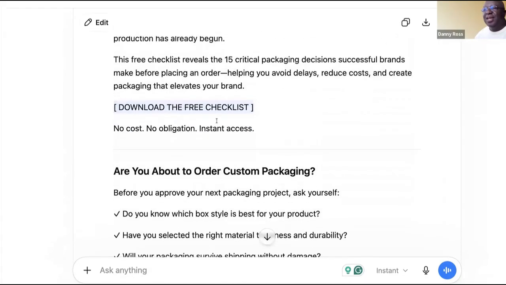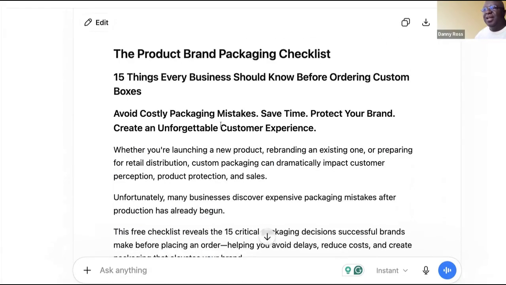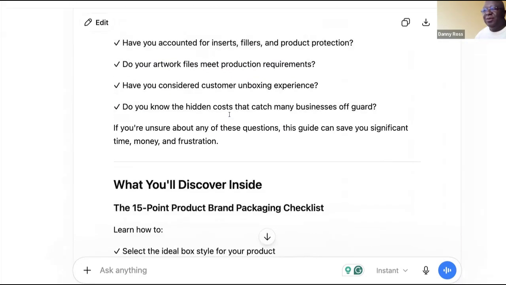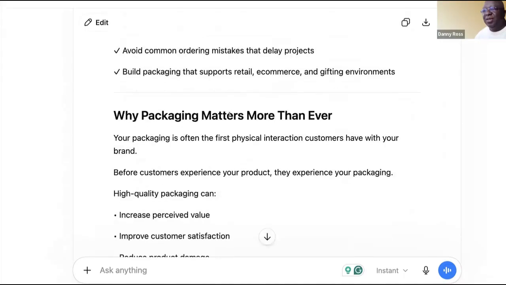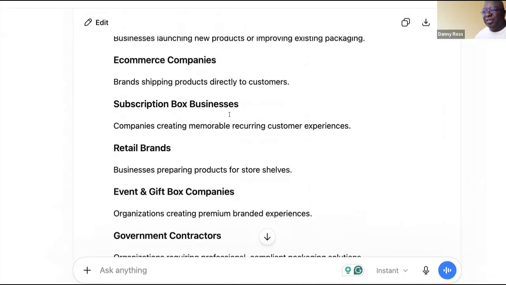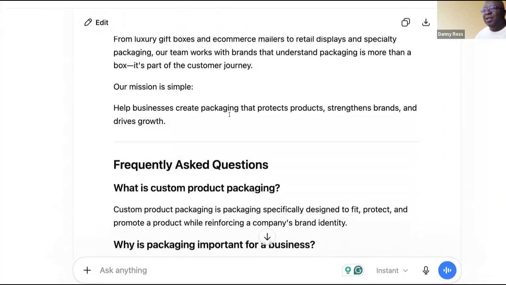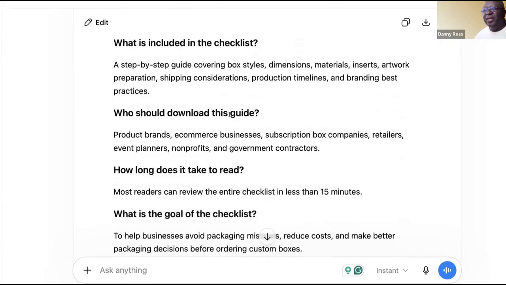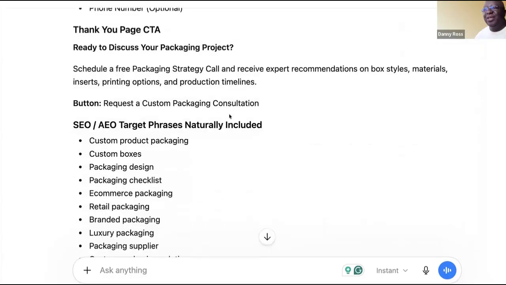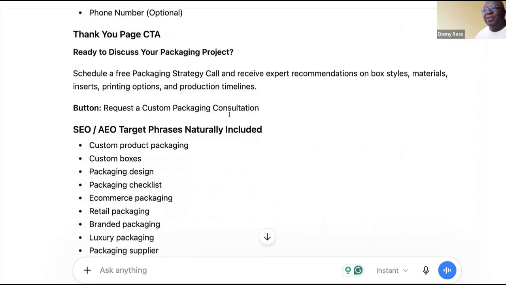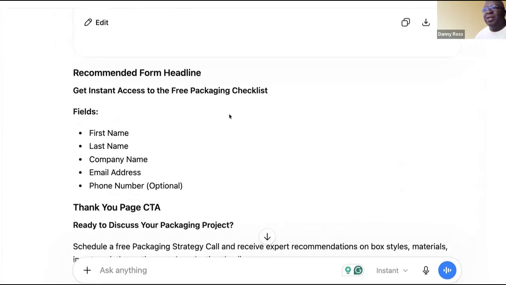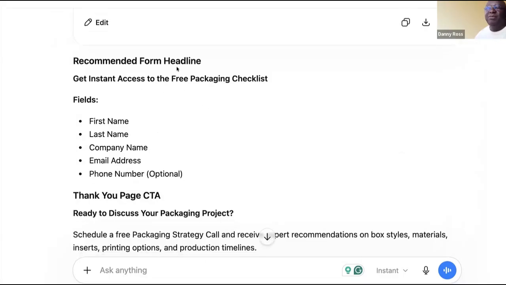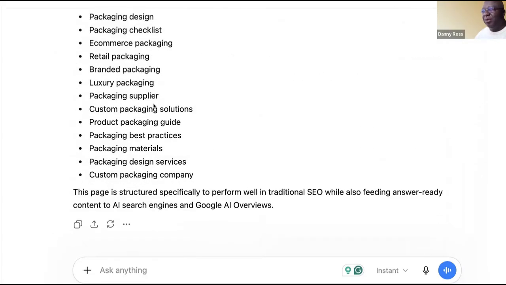So you have all of this. Download your free checklist. So this is the idea, the product branding checklist, 15 things you should know. I like it. We've got all of this. Who's this guide for? So we're giving away this free lead magnet. And now we have a page that drives people and answers questions related to that page. So this is all good. So now we're talking about things recommended form headline. So you can create a form.